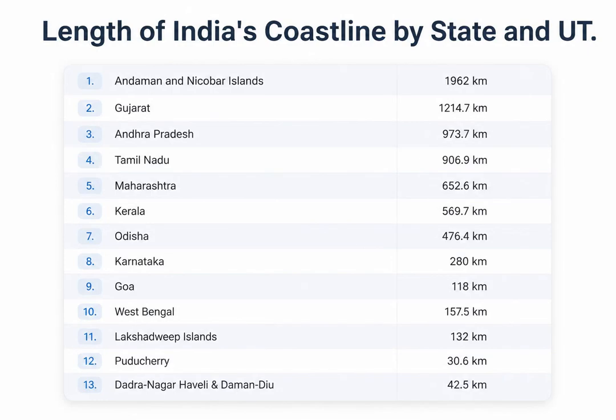When we break down this massive coastline across 9 states and 4 union territories, we see some interesting numbers. The Andaman and Nicobar Islands actually have the longest stretch at 1,962 kilometers. On the mainland, Gujarat leads with over 1,200 kilometers, followed closely by Andhra Pradesh and Tamil Nadu. Even smaller territories like Daman and Diu contribute to this extensive maritime boundary.